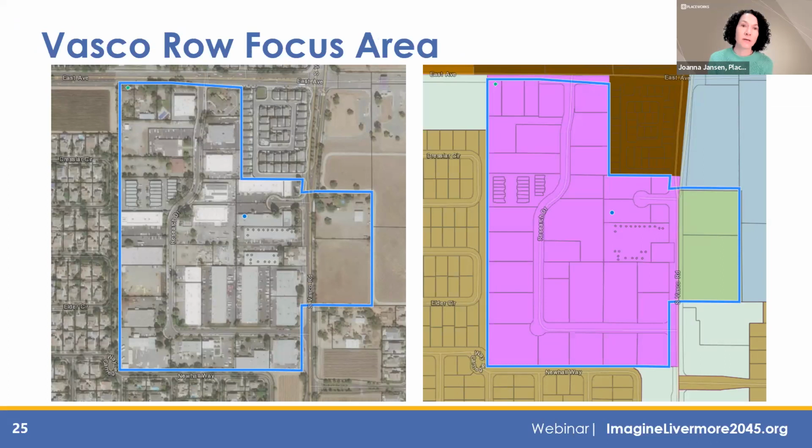I'm going to start talking about the land use alternatives with one of our smaller and simpler focus areas. This is the Vasco Row focus area. It's on the corner of East Avenue here and Vasco Road, which is here. So this is mostly a light industrial area right now. And the current general plan designation, which you see on the right hand of the slide, is light industrial here, and then agriculture to the east of Vasco Road.